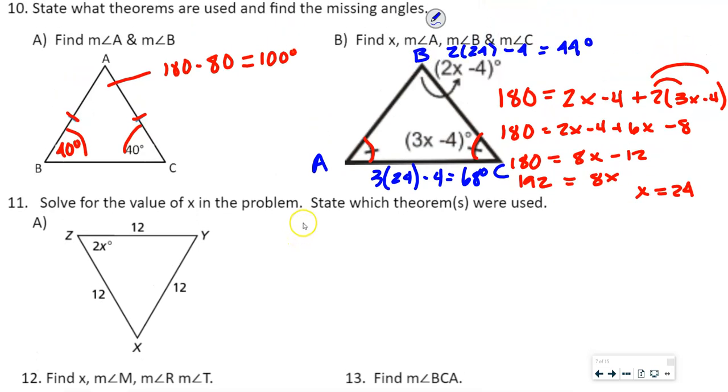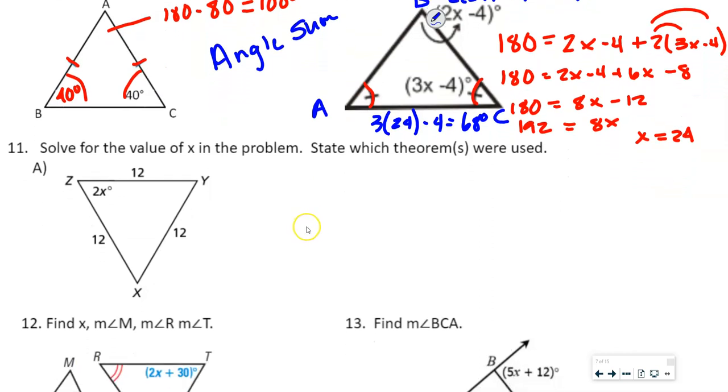This next one says solve for the value of x in the problem, state which theorems. Oh, by the way, these are the angle addition, or the angle sum, theorems that are used here. When we add three angles together, they equal 180. That's the angle sum theorem, okay? Number 11 says solve for the value of x and state what theorems are used. This one, again, is going to be angle sum.